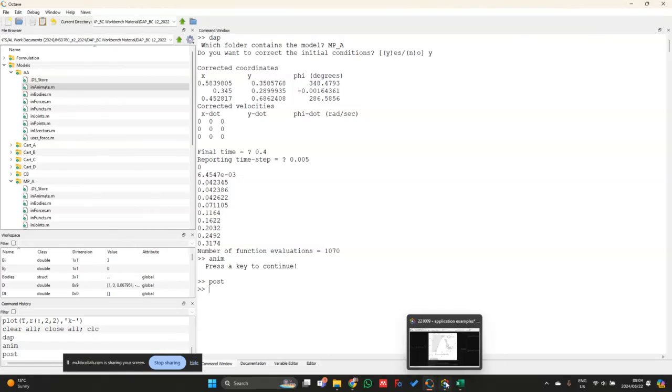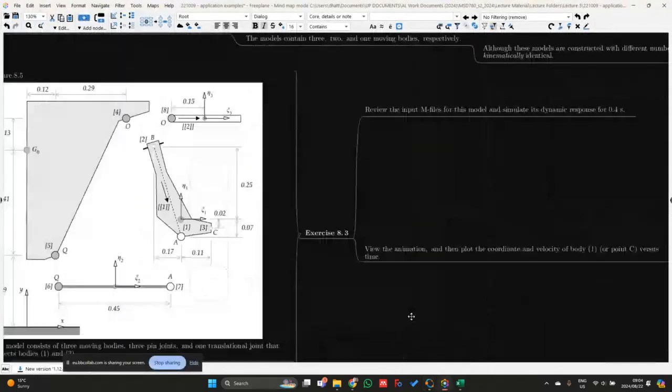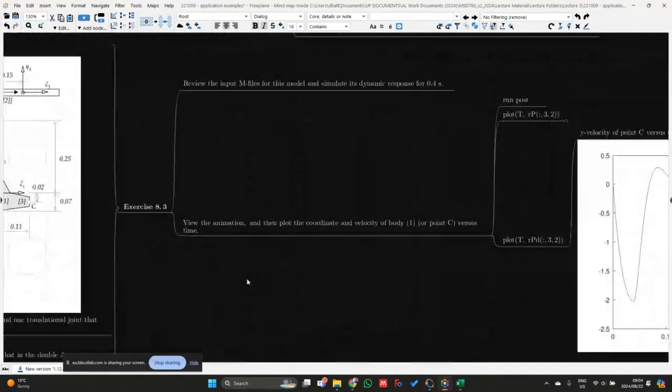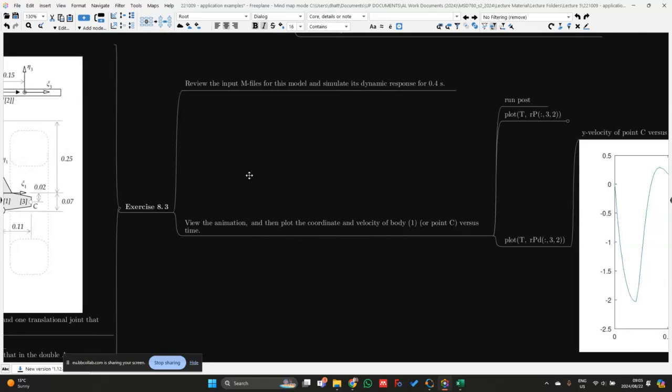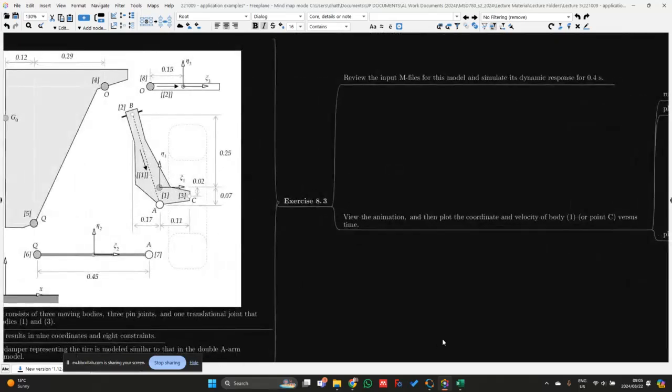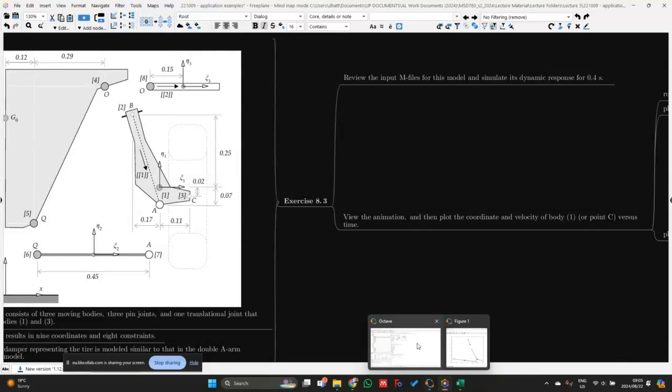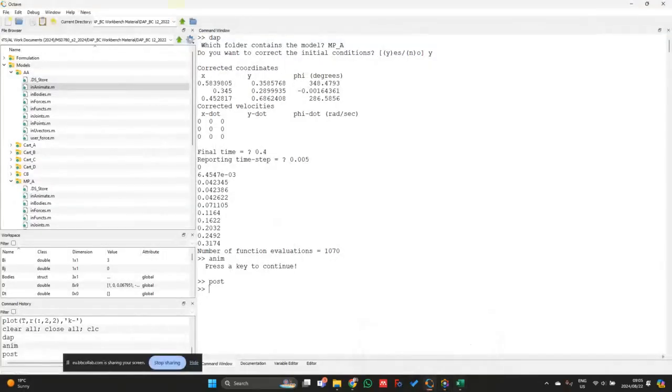And I just want to check what they want us to plot as well. So we now view the animation, and then we want to plot the coordinate and the velocity of body 1, or point C, versus time. So let's perhaps first do it for body 1, so in other words, just the center of mass. And to do that, I'm going to head back over here, and I'm going to say plot.